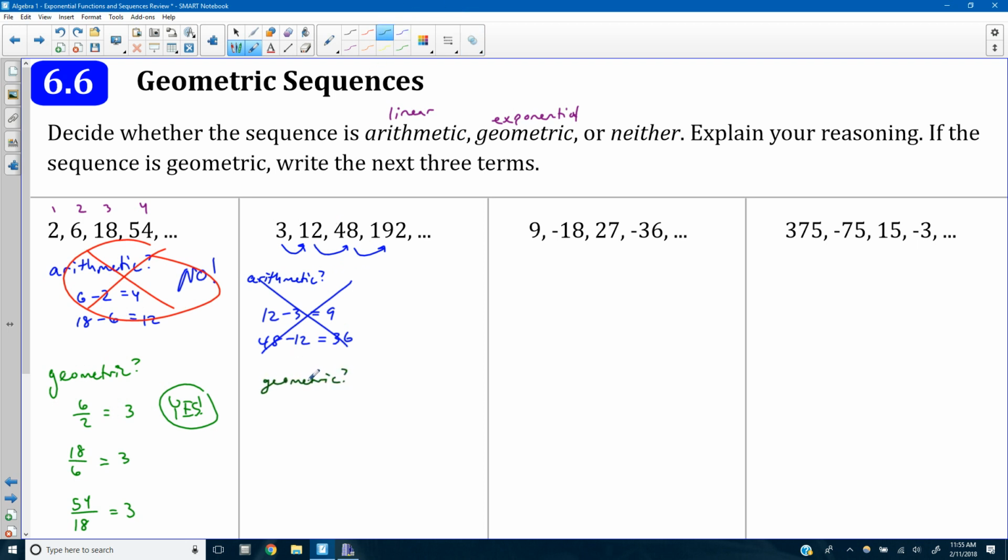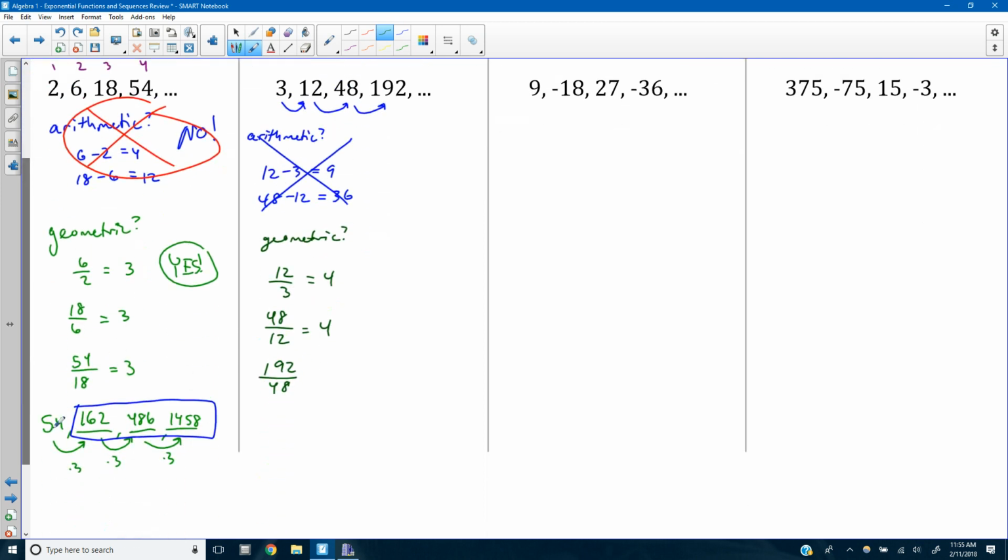We've got to be dividing now to figure out, are we multiplying by the same thing? 12 divided by 3 is 4. 48 divided by 12 is 4. So far so good. 192 divided by 48, I'll help you out a little bit here, it is 4. Let's go to the calculator. Yes, it's geometric. Yes, again.